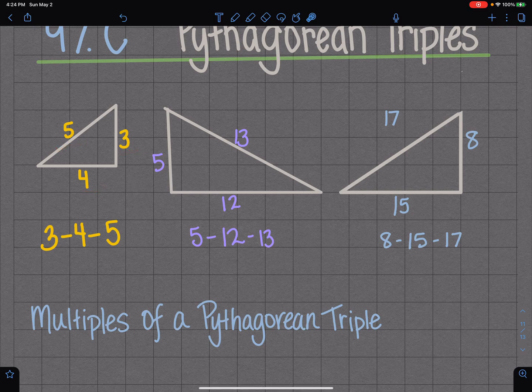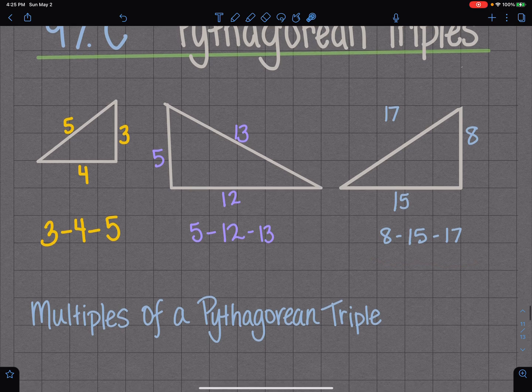So if you see something that is 5 and 12, you don't even have to do the theorem because you have already memorized that that goes with 13. And if you see something that is 10 and 24, you don't even have to do the theorem. You can just memorize that this is going to be 26, double that, right? Same with these, you can just memorize it. So that's why it's useful. Okay, so any multiple of a Pythagorean triple is also another Pythagorean triple.